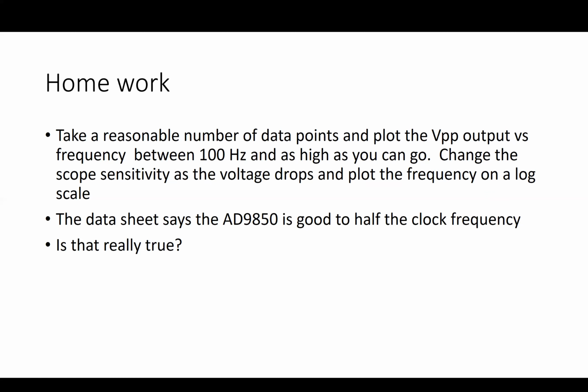Take a look at the output peak-to-peak voltage. Remember, measure the peak-to-peak voltage in the AC coupled mode and not just the peak voltage, because if you're DC coupled, that's kind of arbitrary. So measure the peak-to-peak voltage. It's a function of frequency. Start at about 100 Hertz and go as high as you can go and still see a signal. All right, that's your homework.